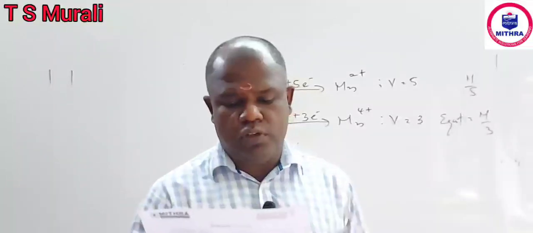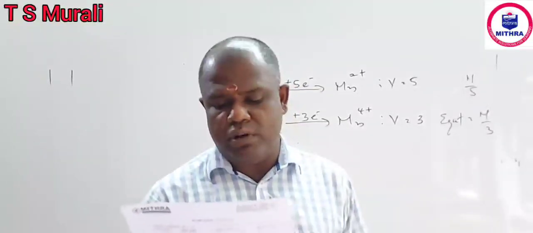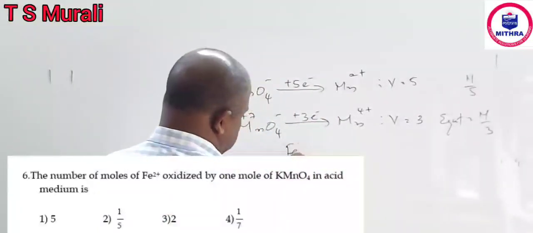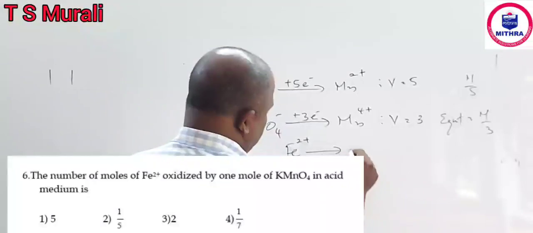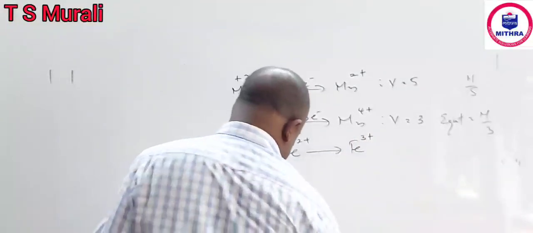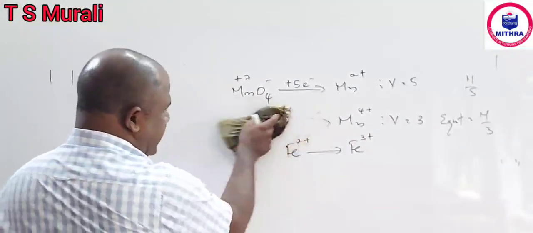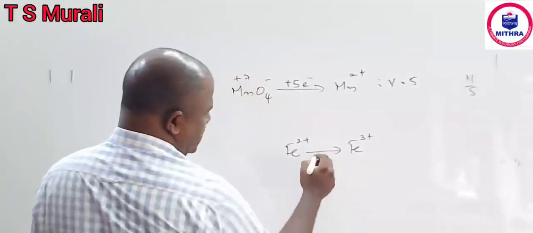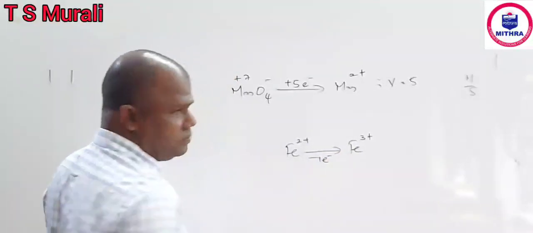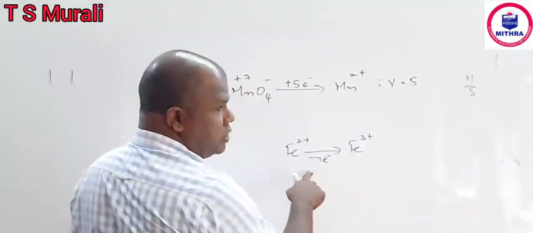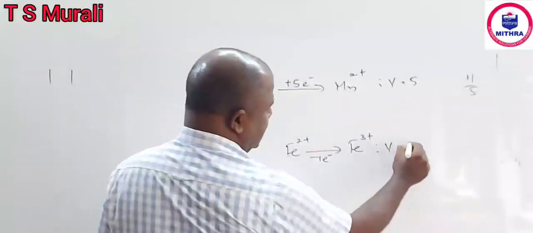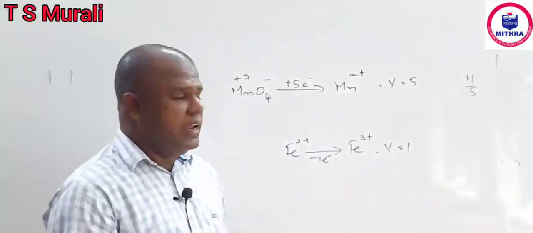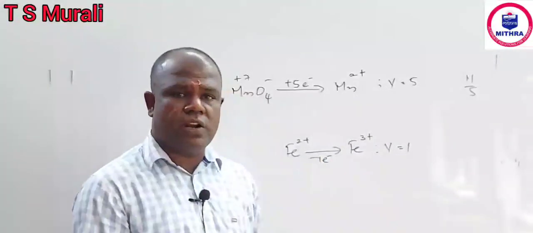Next, number of moles of Fe2+ oxidized by 1 mole of KMnO4 in acidic medium. You know what happens to Fe2+: when we oxidize it, it changes to Fe3+ by losing 1 electron. This number of moles of electrons lost is also called valency. In the case of an oxidizing agent, valency is the number of moles of electrons added. In the case of a reducing agent, valency is the number of moles of electrons lost.